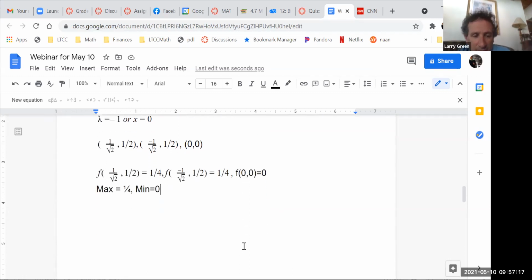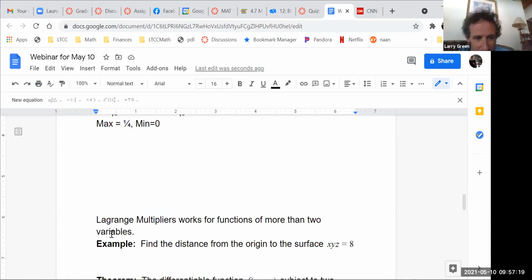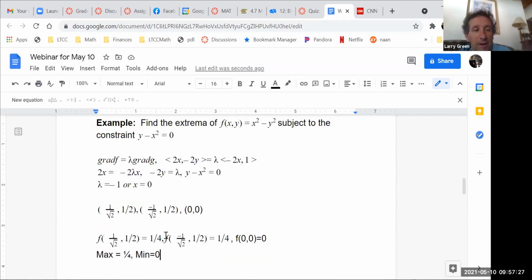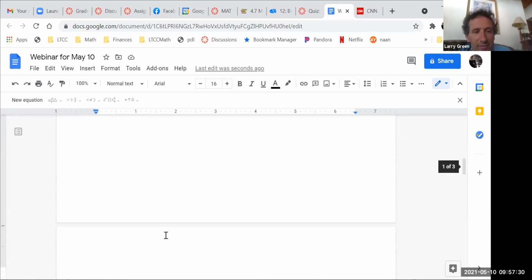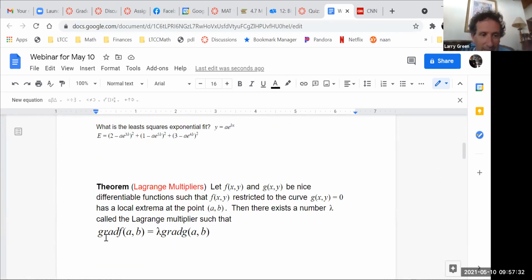Okay, let me give you a note. The first is Lagrange multipliers works for functions of more than 2 variables. So note, Lagrange multipliers say grad of f equals lambda grad of g. So if we had 3 variables, you wouldn't have a comma b, you'd have a comma b comma c. That's the only difference. Does that make sense? It works the same. And you wouldn't have f of xy, you'd have f of xyz. Any questions on that?